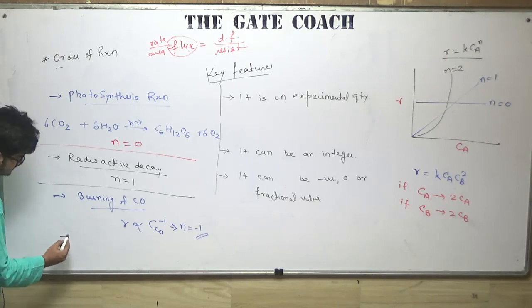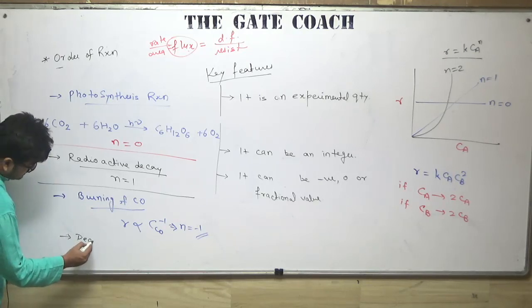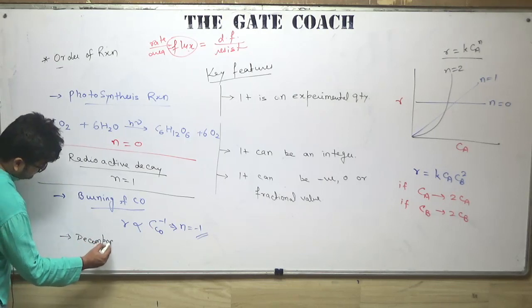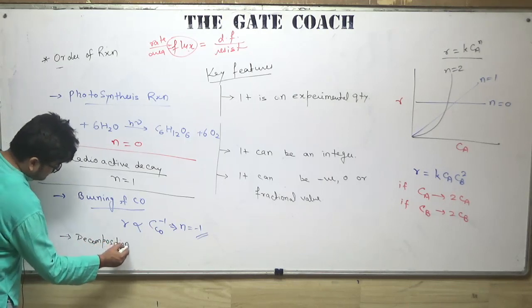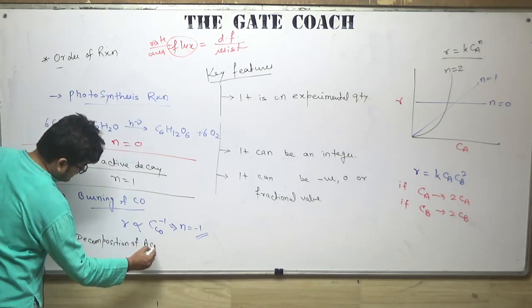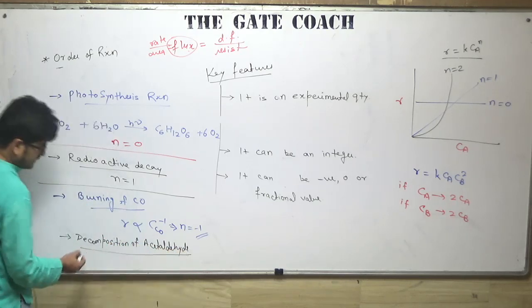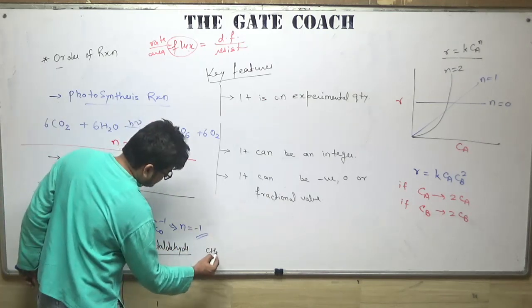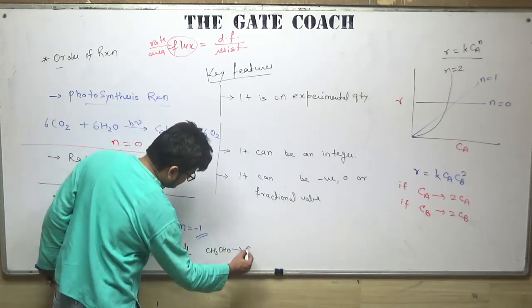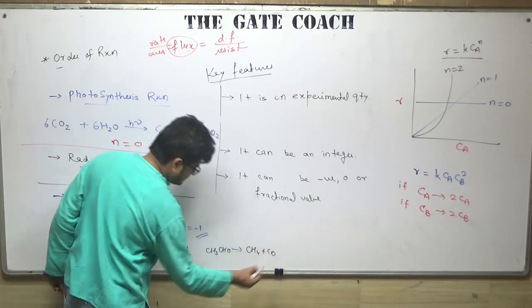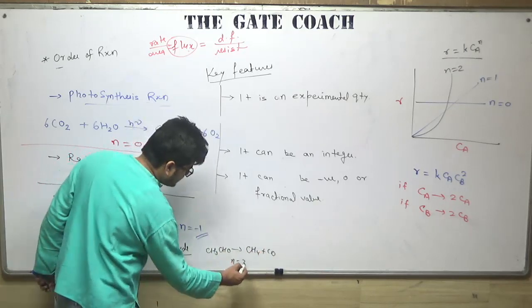And last, decomposition of acetaldehyde, that is CH3CHO decomposes to CH4 plus CO. Here order of reaction is 3/2.